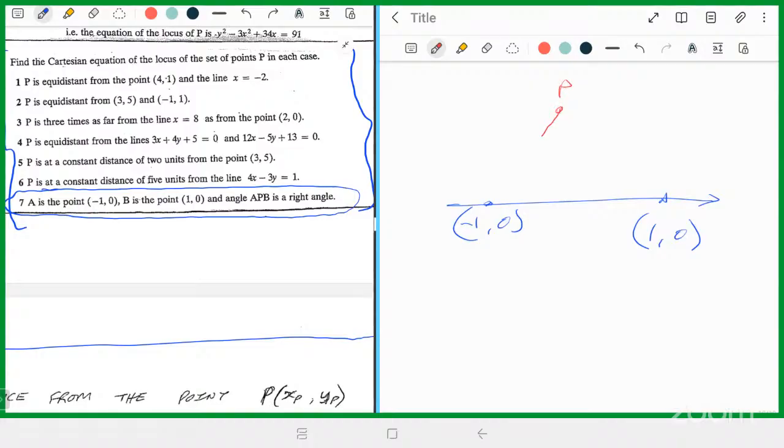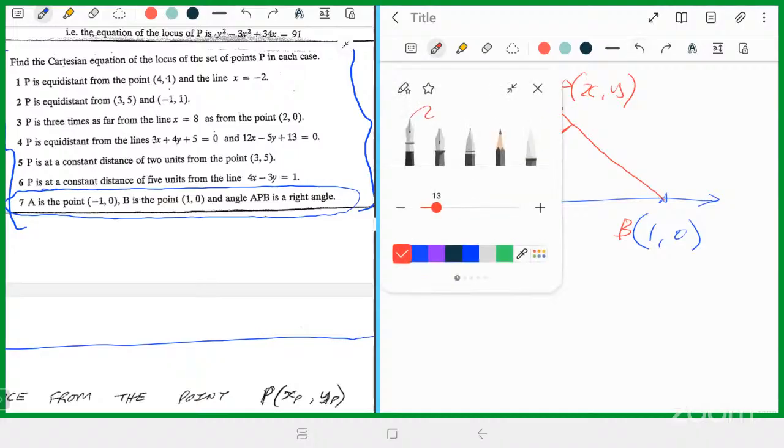Such that these two lines, AP and BP, are always at 90 degrees to one another, and this point P is (x, y). So these two lines are at 90 degrees to one another, so the product of this gradient and this gradient is negative 1. So we can set up like this.